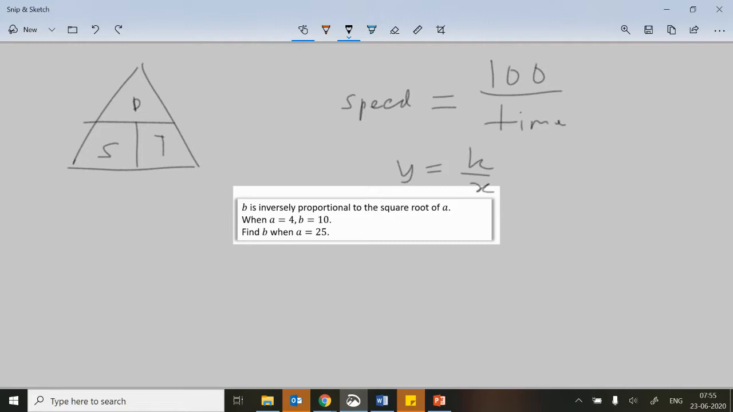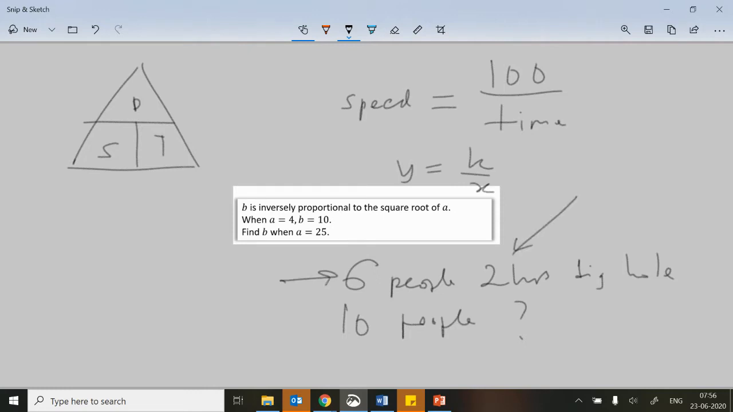The other classic type of question here, let's just set one up. Say for example, it takes 6 people, the classic one is with holes, 2 hours to dig a hole. Then how long does it take 10 people? If they're all working at the same rate, how long does it take for 10 people to dig that hole? Now, this is a situation of inverse proportion because obviously if you double the amount of people, it will halve the amount of time.